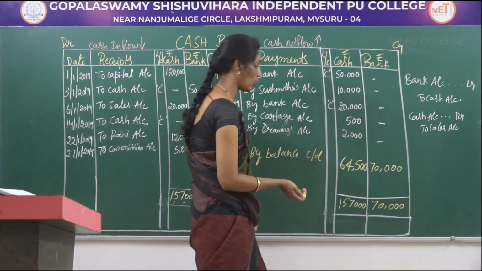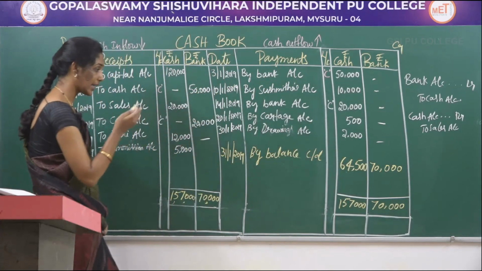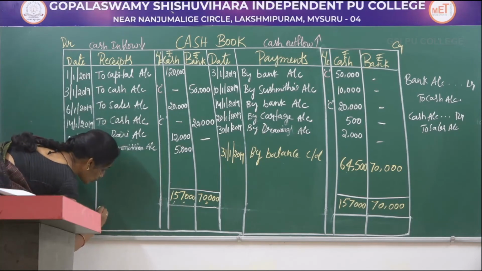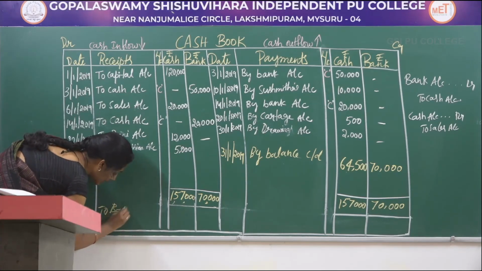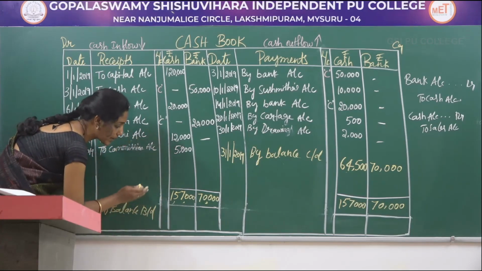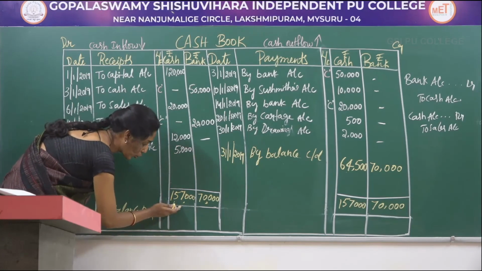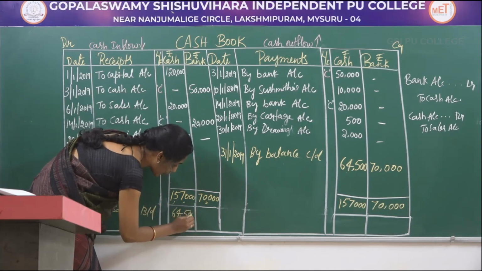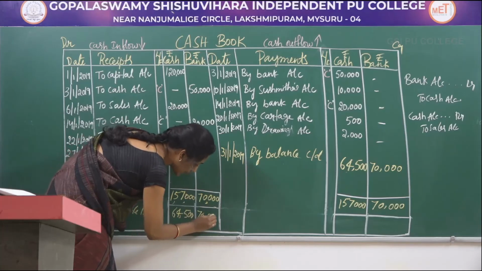64,500 and 70,000. And write the same difference balance on the debit side as balance brought down, and it must be right below the grand total, 64,500 and 70,000.